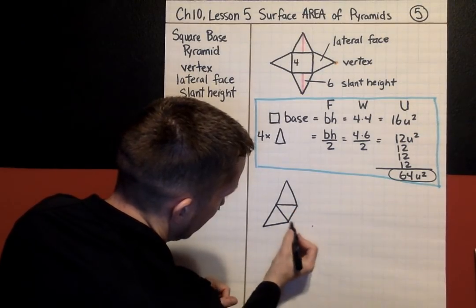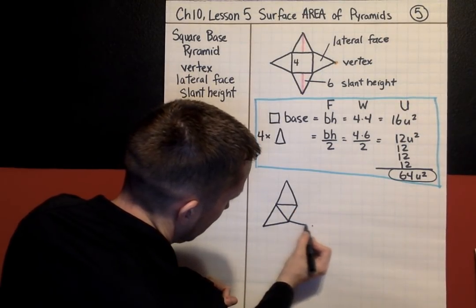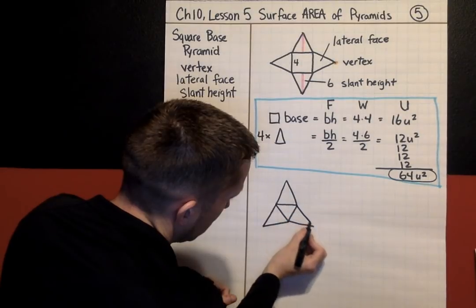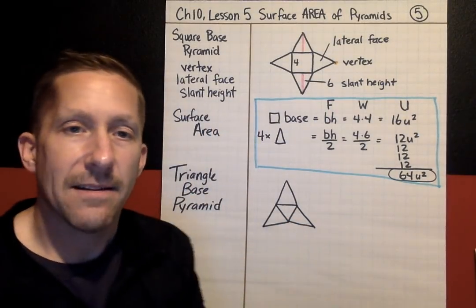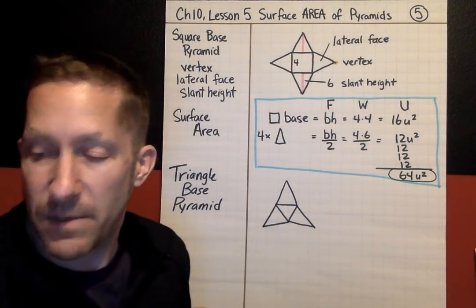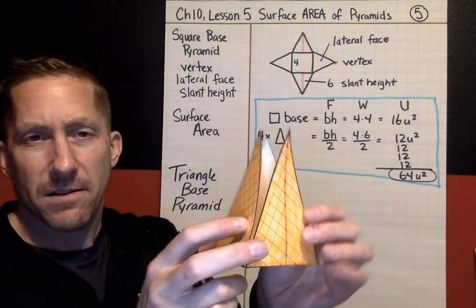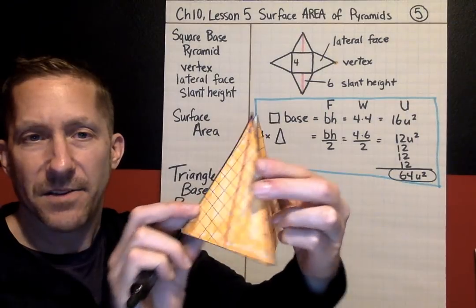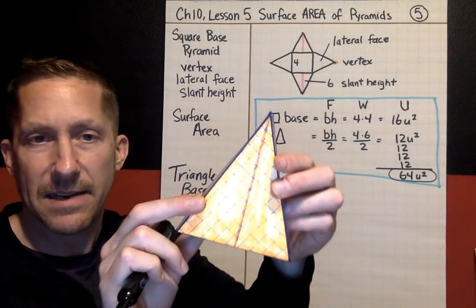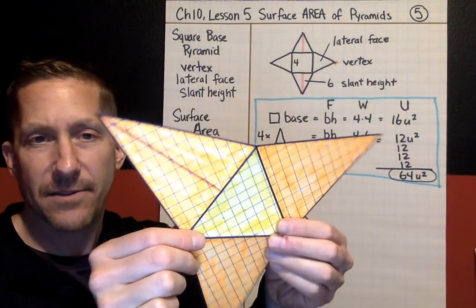And again, these are sketches. They don't have to be perfect. Okay, but that's not too bad. So if I fold that up, it's going to be this one right here. It's going to have three lateral faces that are the same. The base is not the same as the lateral faces.